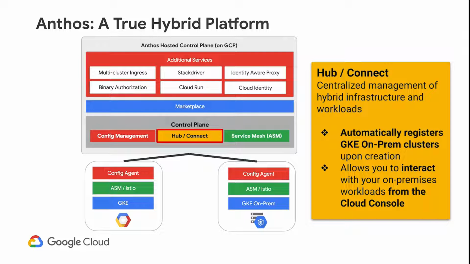As you can guess from the name, Hub and Connect are all about the centralized management of hybrid infrastructure and workloads. And the key feature here really is that they automatically register your new Kubernetes clusters, both GKE on-prem and cloud GCP clusters, as soon as they're created. And you also have the option to manually add clusters created outside GKE into this.